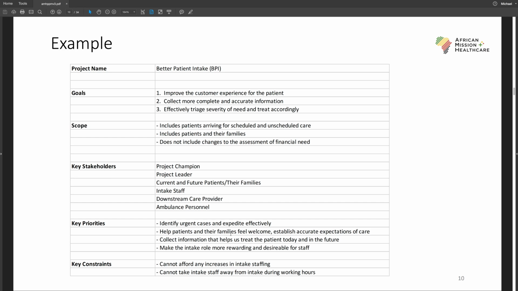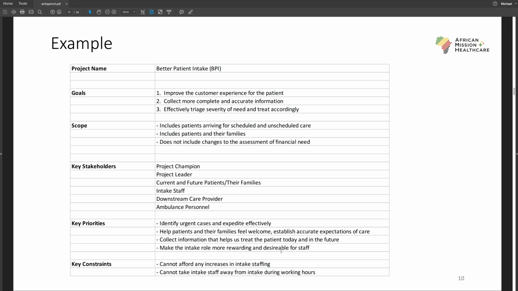They wanted to collect information that helps us treat the patient today and in the future. That was a key priority, of course. And they wanted to make the intake role more rewarding for staff, including the employees and the volunteers, who sometimes were feeling poorly valued and didn't find the work all that interesting and exciting. So they wanted to build engagement with the intake personnel.